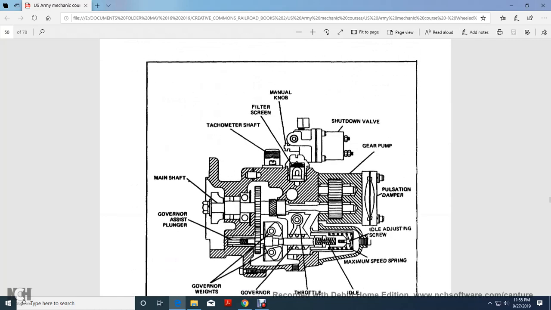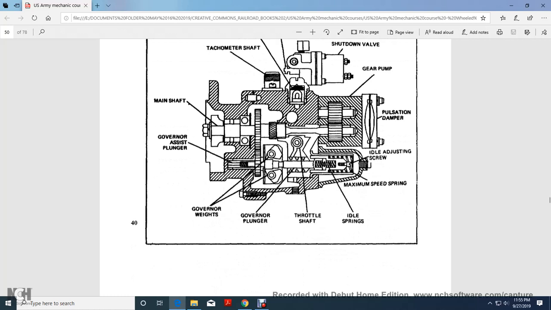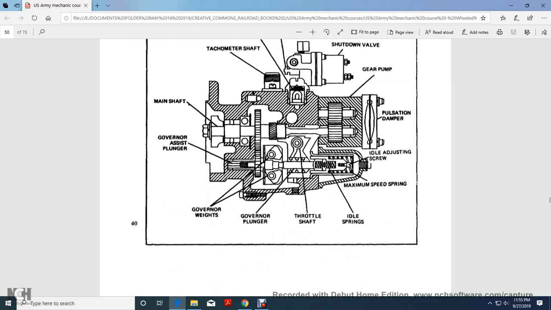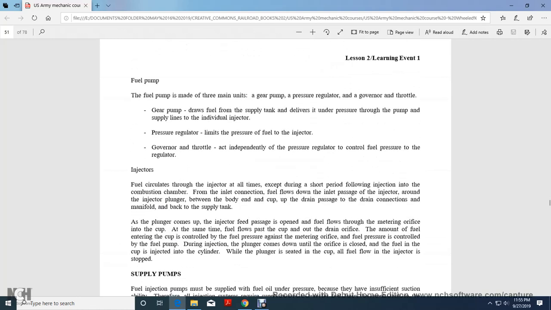Figure 16 shows the pressure type gear pump. It shows the manual starting at 12 o'clock, manual shutdown valve, the gear pump, pulsation damper, idle adjusting screw, maximum spring, idle spring, throttle shaft, governor plunger, governor weights, governor assister plunger, main shaft, the tachometer, and filter screens.